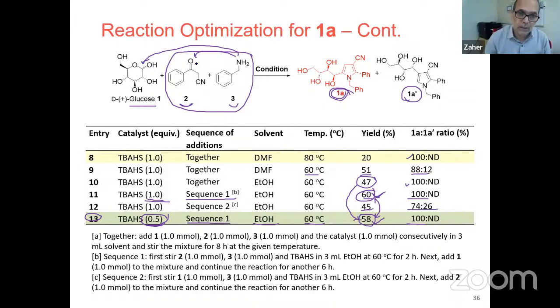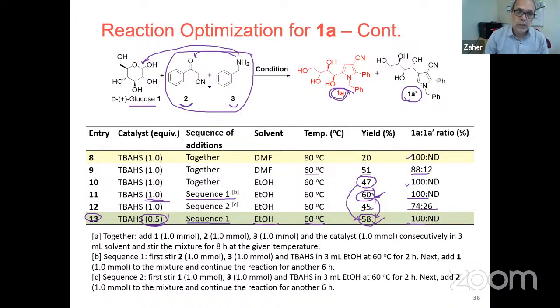And if you remember my mechanism, this is our intermediate that allows the glucose to add to it. So in the beginning, we have 2 and 3. We mix them together to form the intermediate, and this reaction takes place in about 2 hours. So we heat this one for 2 hours. We follow this reaction by TLC to ensure that there is no starting material of the nitrile or the amine. Once they disappear from TLC, it means the intermediate is formed.